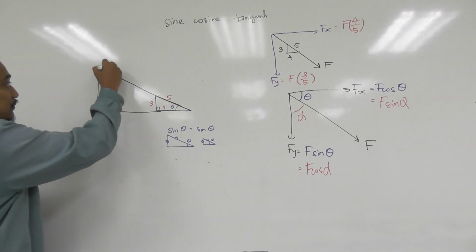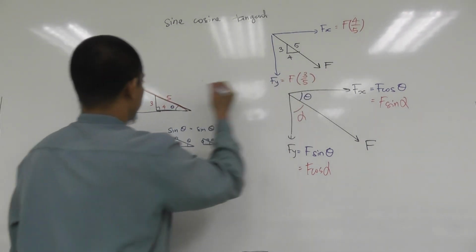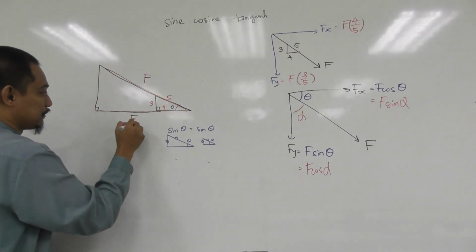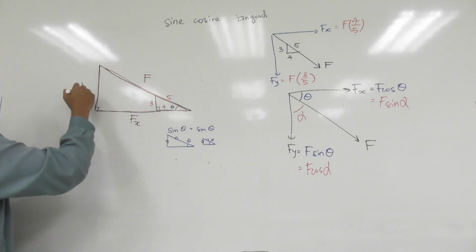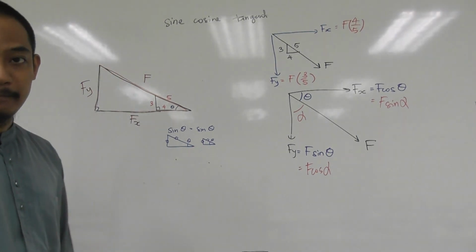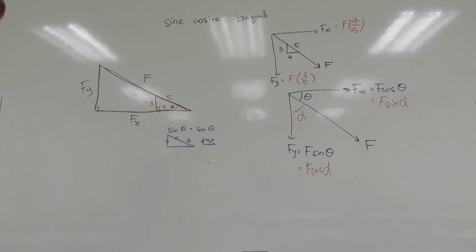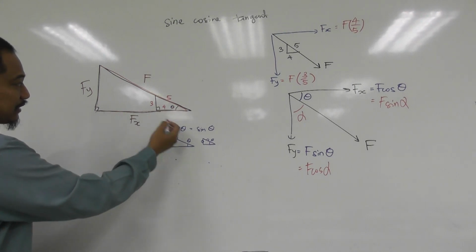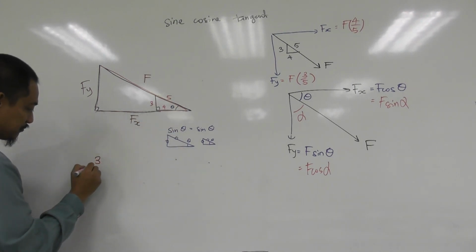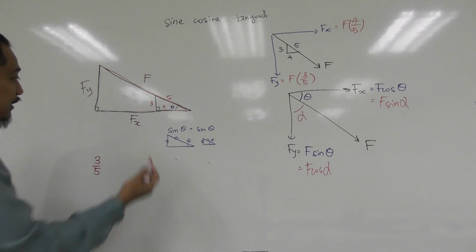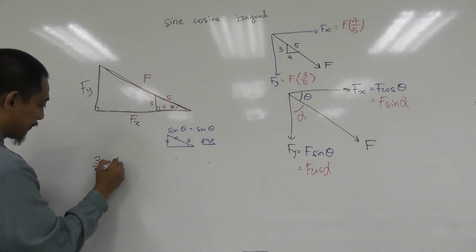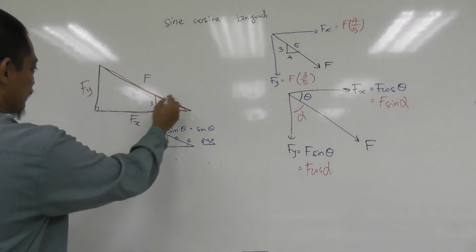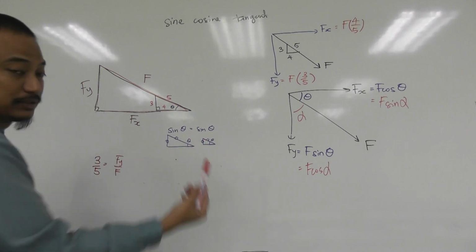The big triangle, this one is F, and then this is Fx, and then this is Fy. So by ratio, for example, sine theta is 3 over 5. 3 over 5 should be the same ratio as sine theta is Fy over F. Correct? Meaning that opposite over hypotenuse should be the same as opposite over hypotenuse, because both are sine.